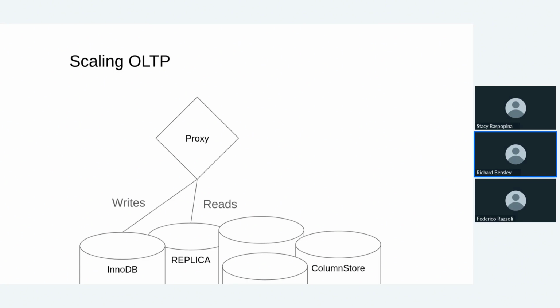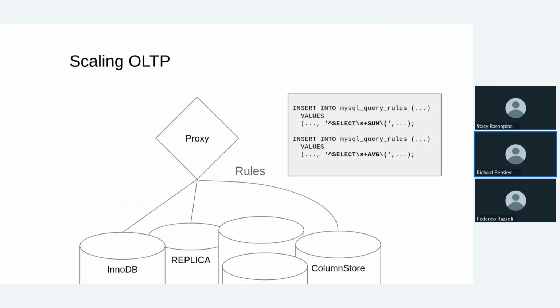And that's where things like MaxScale, ProxySQL will allow you to write rules to be very specific about this query goes here. And in this case, I've just kind of been a bit aggressive, and I said anything with an aggregate query in here. So select something sum, or select something average is going to the column store. And like I said, it's a bit aggressive, but you can absolutely make sure they go there.